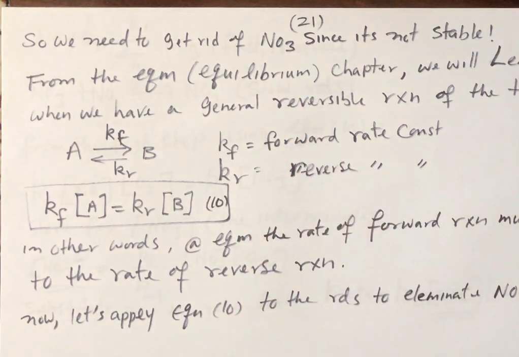So we need to get rid of NO3 since it's not stable. Okay. And now, we have to use the reversible step to somehow set up some kind of equation that we can solve for NO3, or basically replace NO3 using the reversible equation.